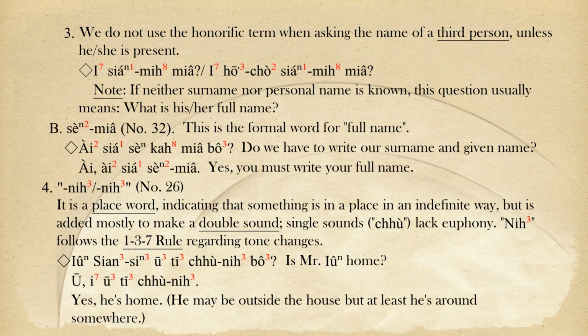第4，佇。It is a place word, indicating that something is in a place in an indefinite way, but is added mostly to make a double sound. Single sounds, 厝, lack euphony. 佇 follows the 137 rule regarding tone changes. 楊先生有佇厝呢無？Is Mr. 楊 home? 有，伊有佇厝呢。Yes, he's home. He may be outside the house, but at least he's around somewhere.